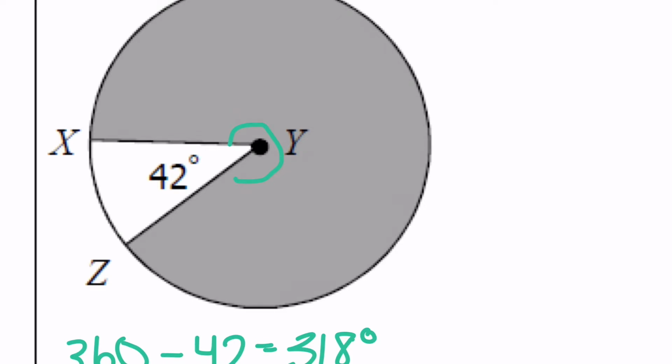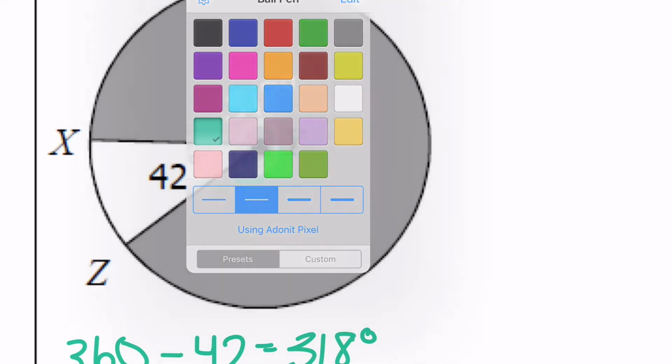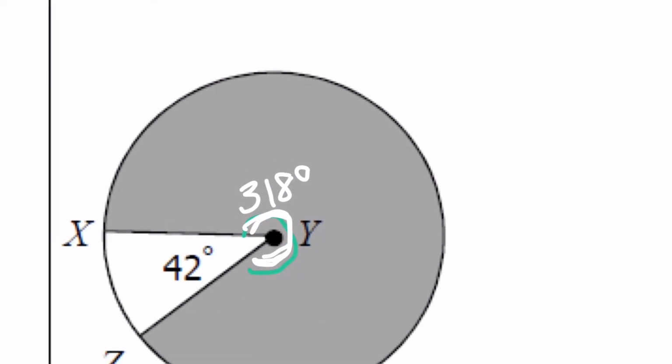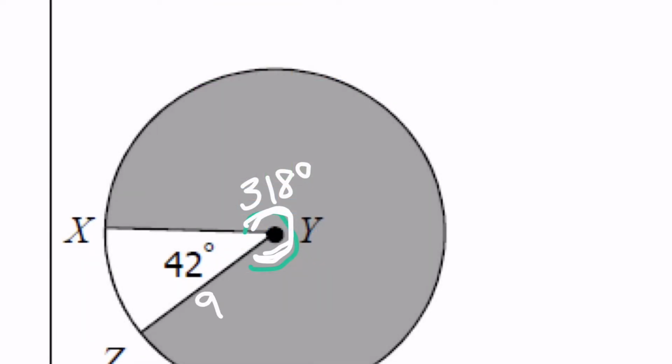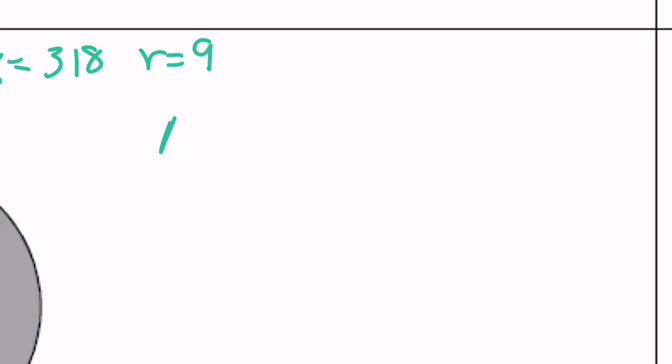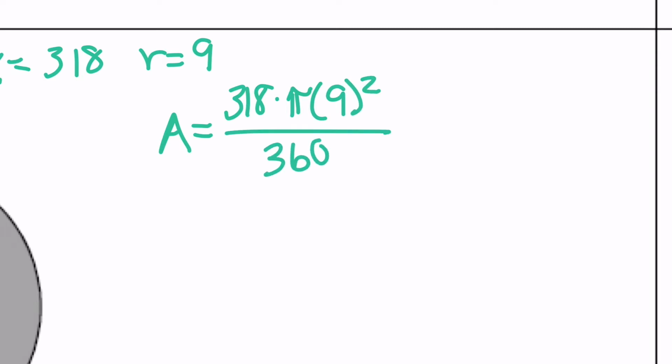So that means this is 318. Let me get a different pen so we can see it. 318 degrees is the angle of my arc for my sector. So that is my x. And then my r, YZ, is 9 inches. So my r is 9. Same thing, I plug these into my formula. A equals 318 times pi times 9 squared, all over 360.